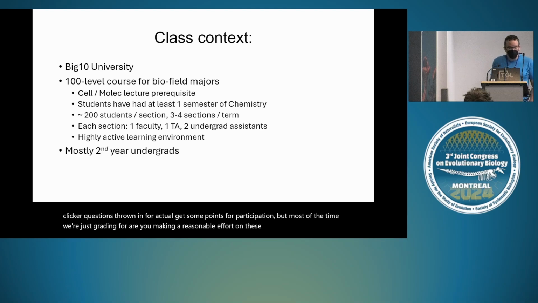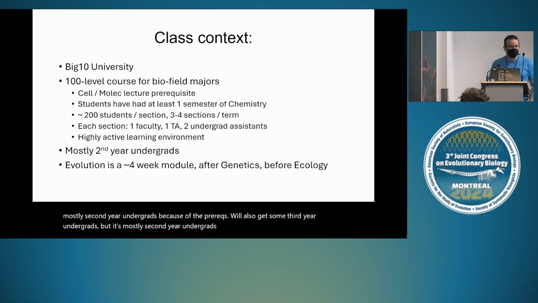Our students are mostly second-year undergrads because of the prereqs. We'll also get some third-year undergrads, but it's mostly second-year undergrads. And our evolution is a roughly 4-week module. It comes after the genetics unit. It comes before ecology.